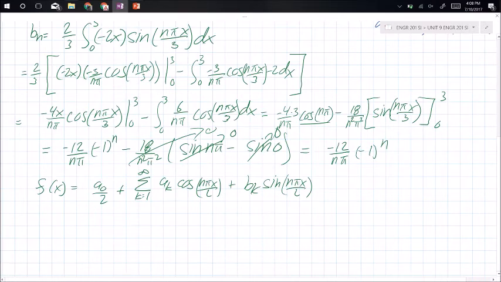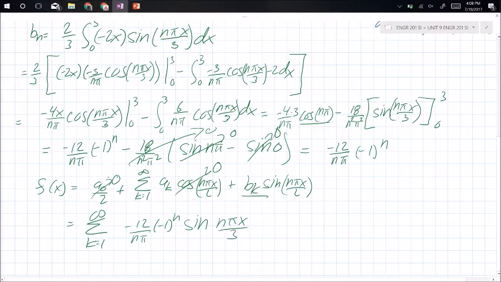But in this case, since our a sub 0 and a sub k were 0, we can say that's 0 and say this term's 0. So we only care about this b sub k term. So it'd really equal summation for k equals 1 to infinity of b sub k, which is negative 12 over n pi times negative 1 to the n, sine of n pi x over 3. And if you want, you can label your region, which is negative 3 to 3. So this is the overall answer.